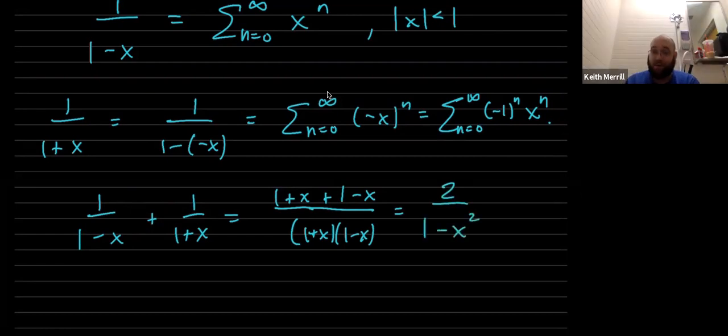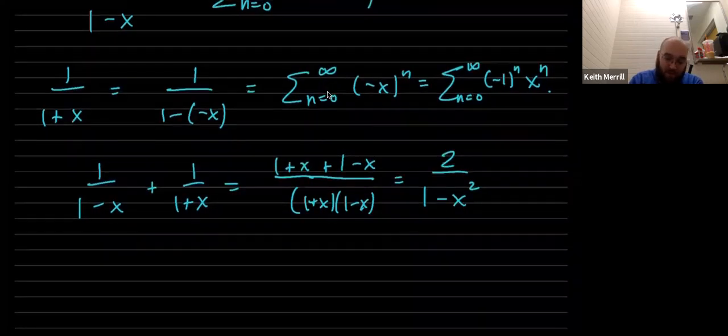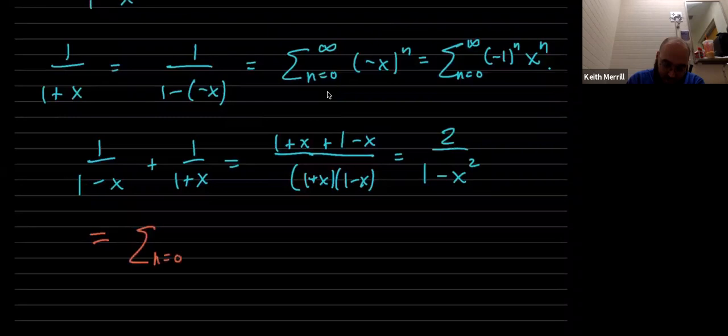Okay, so this is actually a really cool example, because if we're good, and we'll see in a second that we can do this, we actually could have figured this out directly. But now what I'm claiming is that we know how this is represented. We can add them together on the interval where they both converge. So this is the sum from n equals 0 to infinity of x to the n, plus the sum from n equals 0 to infinity of negative 1 to the n, x to the n.